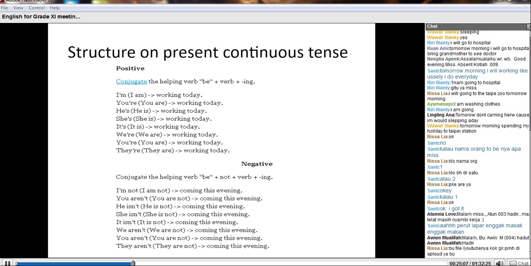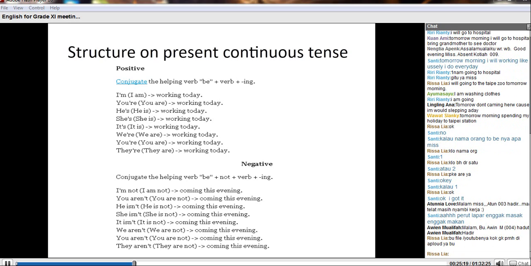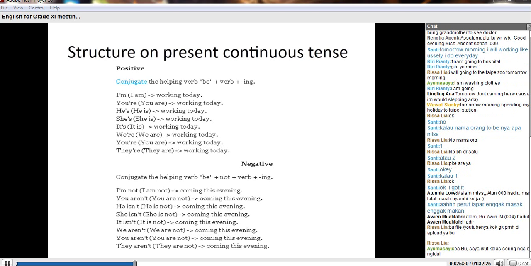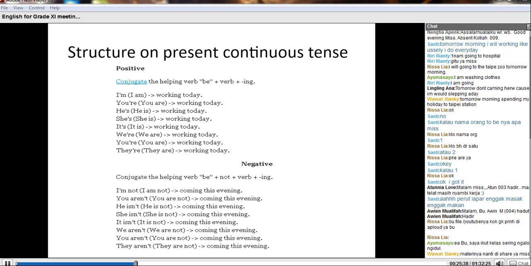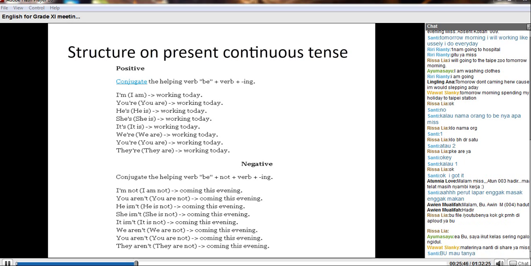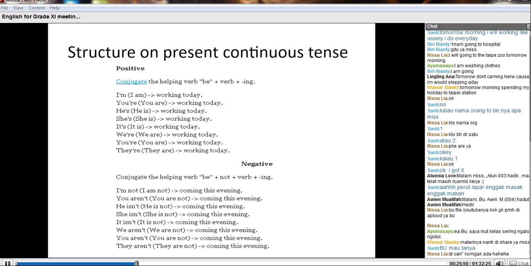Saya lupa, ada yang bisa aku. Oke. Aku sekarang udah agak lupa. Yang kemarin. One second, yeah. Yep. Yeah, I will share the material for you.